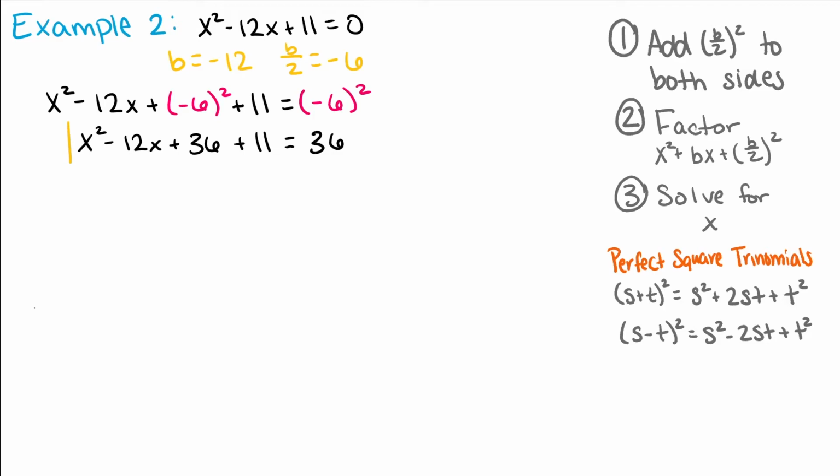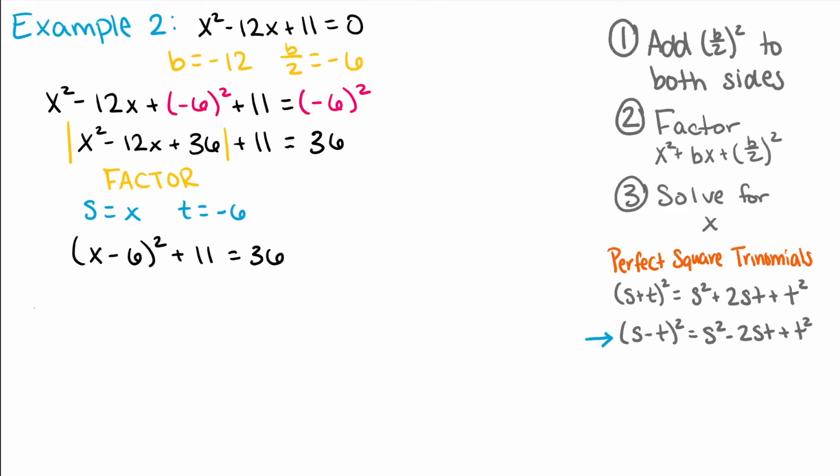We'll factor our trinomial. In this case, our s is equal to x and our t is equal to negative 6, so we'll use the s minus t squared perfect square trinomial. This gives us x minus 6 squared plus 11 equals 36. Now we'll solve for x. Subtract 11 from both sides. We get x minus 6 squared equals 25.